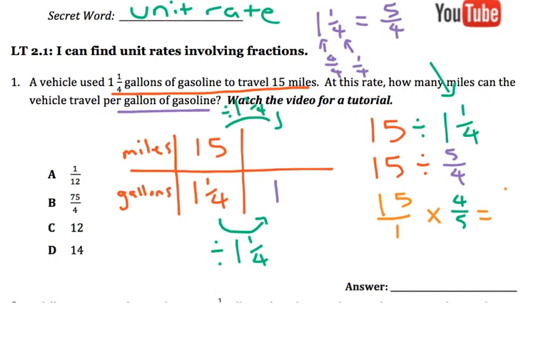15 times 4 would be 60. 1 times 5 would be 5. And then I'm left with 60/5. And 60/5, we can also think about that as 60 divided by 5. And if you were to do that division, you would end up with 12, or 12 miles per gallon, which is the answer to this problem. So that's one way you could have gotten to 1.